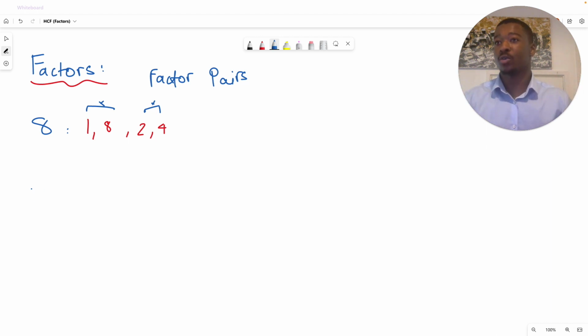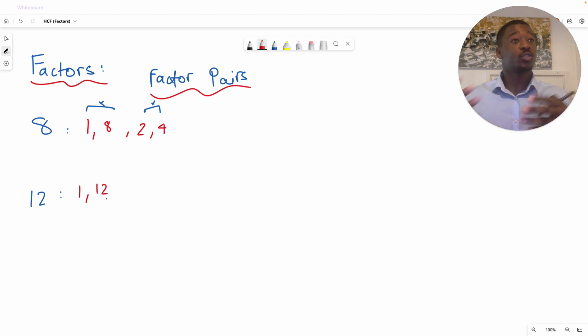So let's try 12. And let's use our factor pairs. What numbers can we multiply together to give us our given number, 12? What are the factors of 12 using factor pairs? Well, we can always start with 1 and that number, so 1 and 12. 1 times 12, 12 times 1 is 12. But then we also have 2 and 6. But then we also have 3 and 4. So can you see, by using our times tables and using factor pairs, we can find the factors very easily.